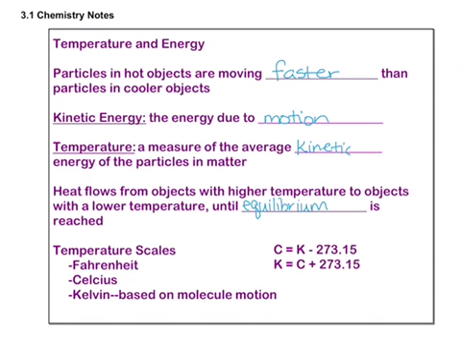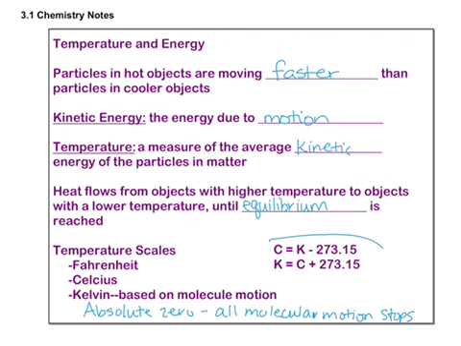We have 3 temperature scales: Fahrenheit, Celsius, and Kelvin. Kelvin is based on molecular motion. And remember, with Kelvin, we have absolute 0. At absolute 0, all molecular motion stops. Couple formulas over here to help you convert between Kelvin and Celsius.